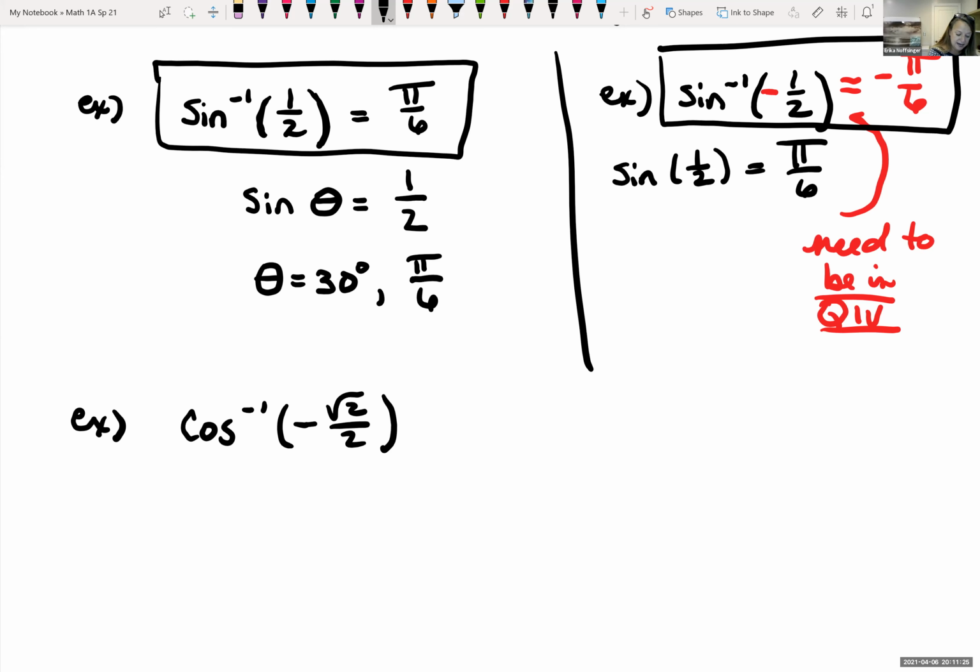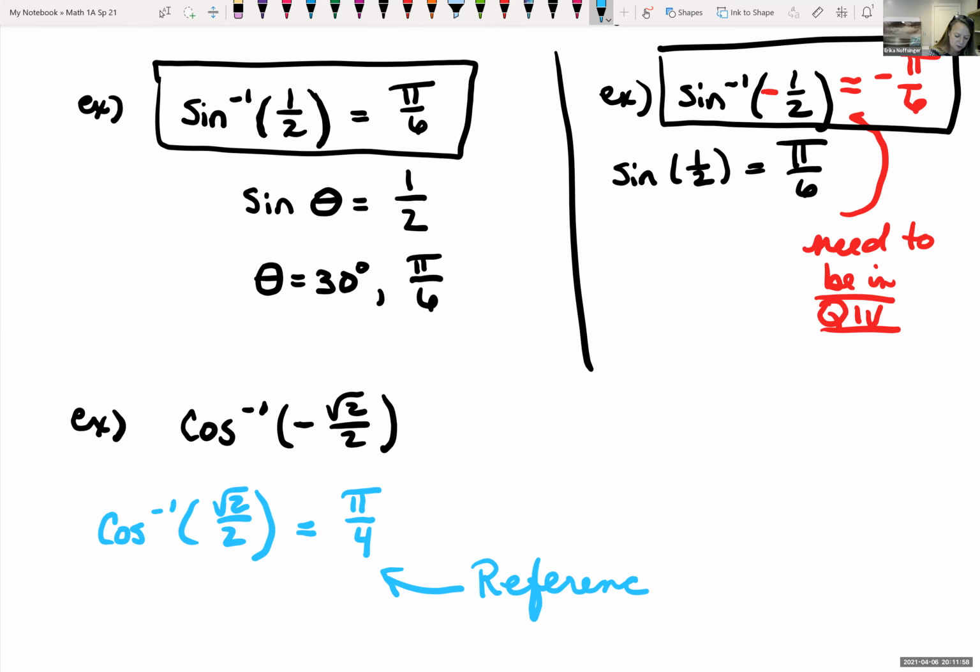I know cosine is negative normally in the second and third quadrant, but I'm only worried, because of the inverse function, about the second quadrant. I always think about it with a positive first. So I would think to myself, what is cosine inverse of √2/2? What would that angle be that would give me back √2/2 for cosine, which I know is 45 degrees or pi/4. But this is just my reference angle, and I have to get this value into my second quadrant.